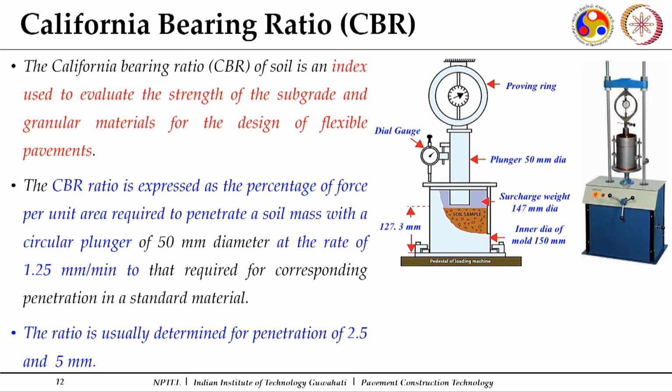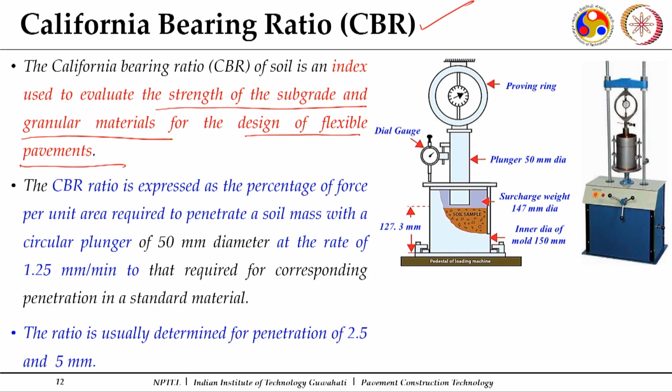Now, once this is done, the other important parameter to know the strength of the soil to be used as subgrade is the California Bearing Ratio. This is an index property, an index used to evaluate the strength of the subgrade and also of granular materials, and this index is used in the design of flexible pavements.